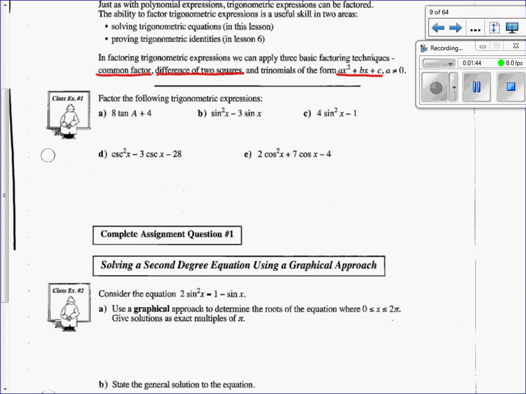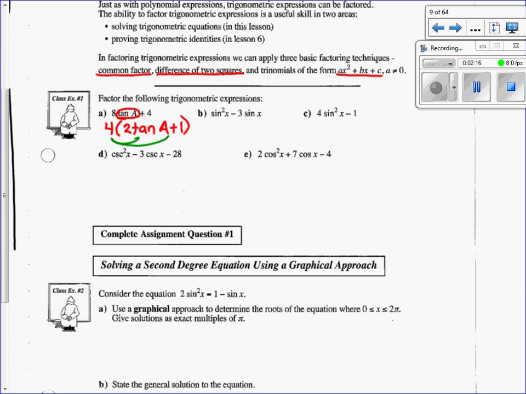In this one, we've got 8 tan a plus 4. I see a common factor there of 4 that I can factor out. So that would be 4 times 2 tan a plus 1, because you would multiply the 4 by the 2 tan a to get 8 tan a, and you would multiply the 4 by the 1 to get 4. It's just regular factoring it out. You're just seeing this whole part together as one thing.